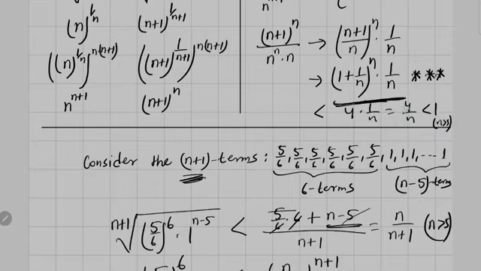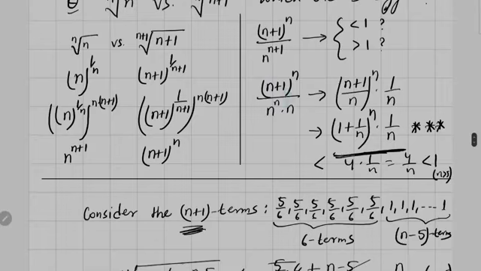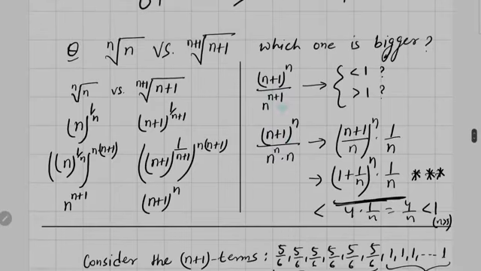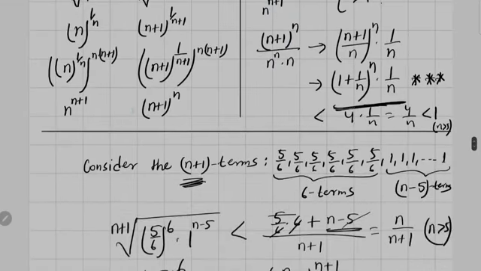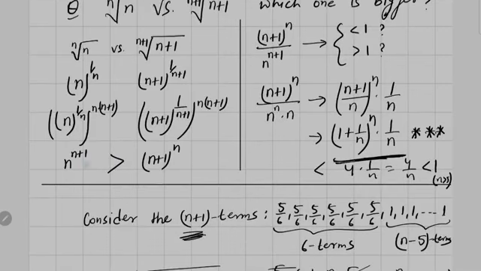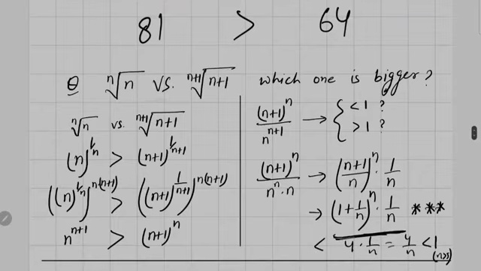And this quantity is less than 1, which means this quantity is also less than 1, and this quantity is also less than 1. If this quantity is less than 1, the numerator part is less than the denominator part. This means n plus 1 to the power n is less than n to the power n plus 1. So this quantity is bigger than this quantity.